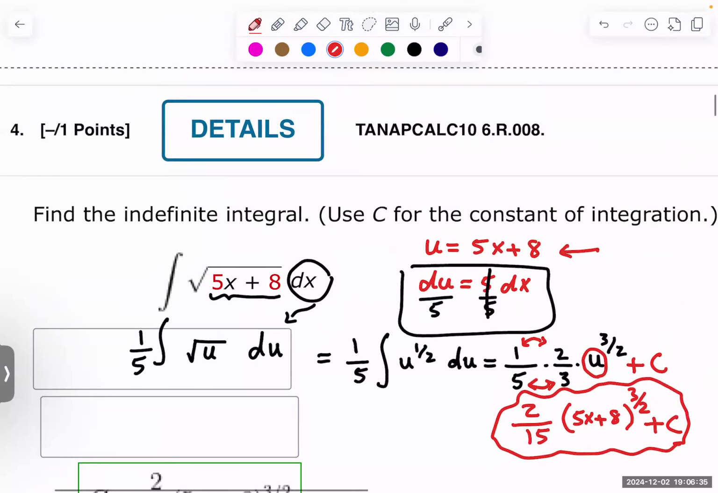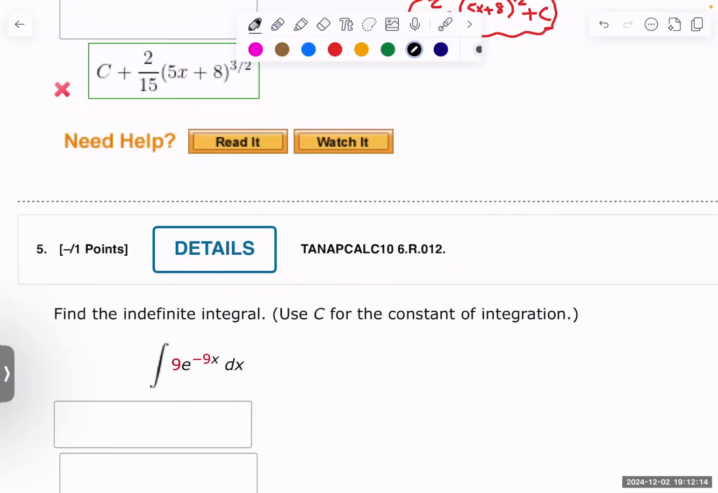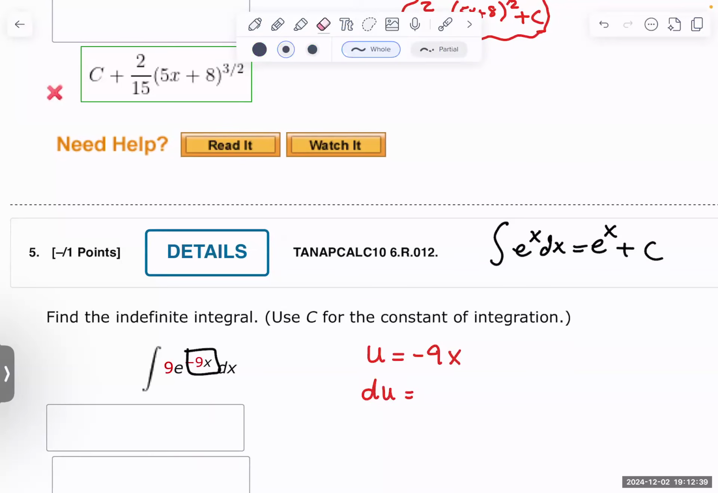Any questions? So I'm going to give you time. So you know that integral of e to x dx is e to x. But you don't know what is e to negative 9x. So that's where you know that, oh, I need to let the power be u. So then find du and then do the substitution.